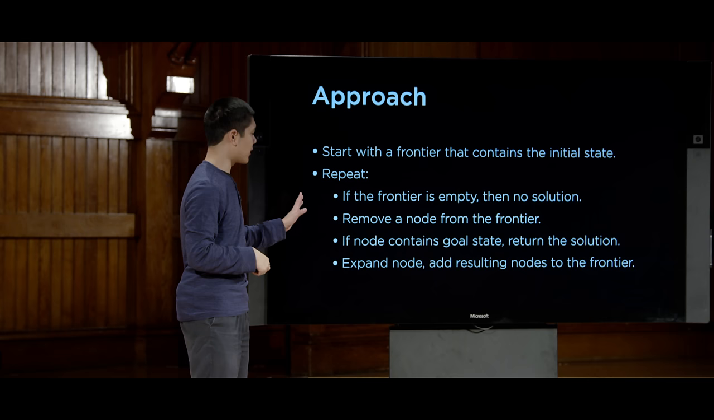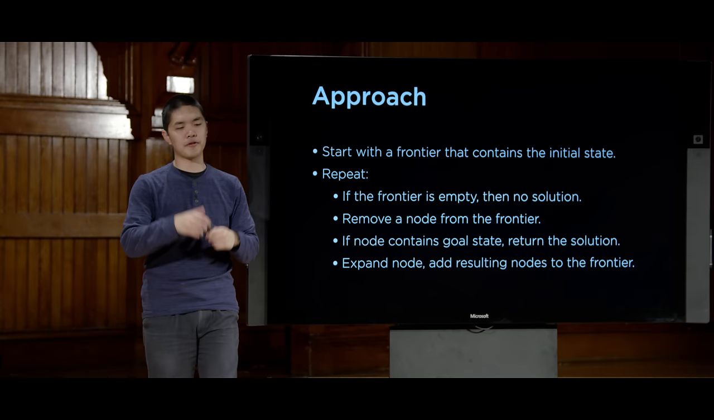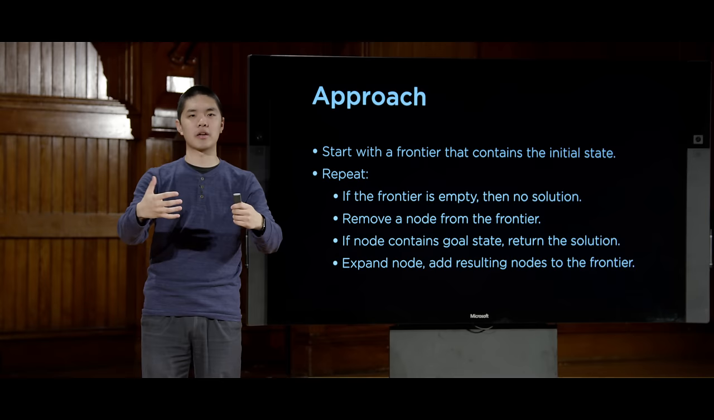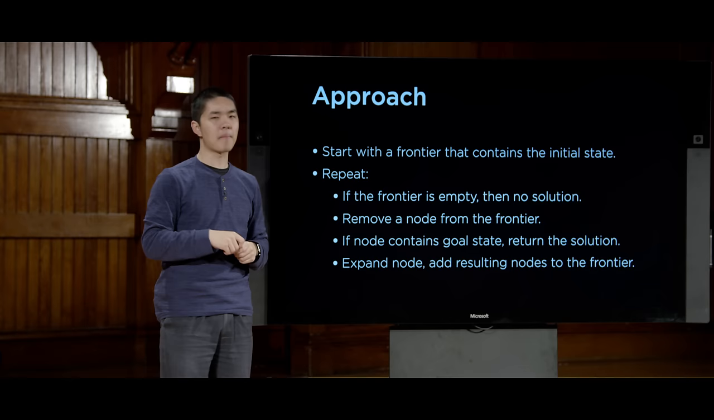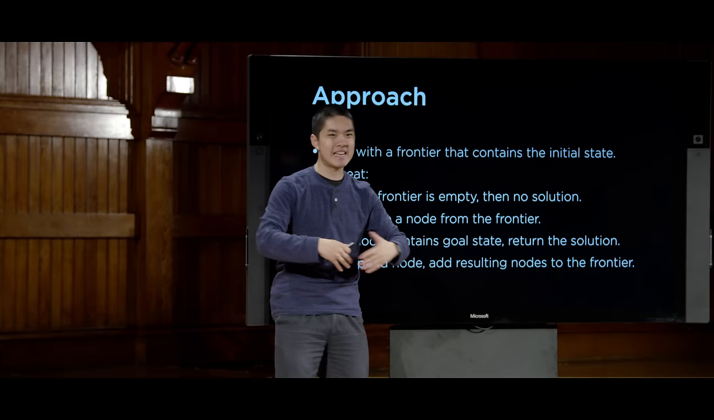And otherwise, what we'll need to do is we'll need to expand the node. And this is a term of art in artificial intelligence. To expand the node just means to look at all of the neighbors of that node. In other words, consider all of the possible actions that I could take from the state that this node is representing, and what nodes could I get to from there. We're going to take all of those nodes, the next nodes that I can get to from this current one I'm looking at, and add those to the frontier.